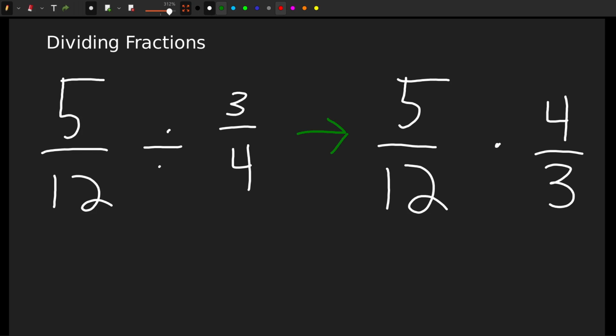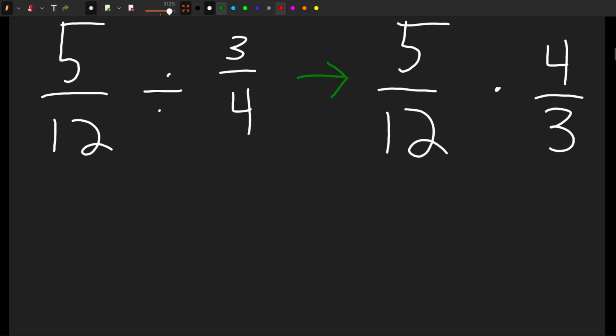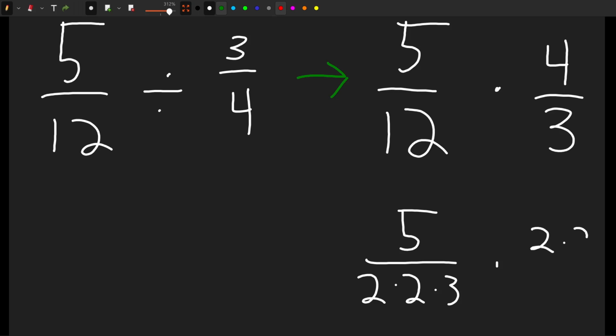Now, in this case, since we're now to multiplication, I'm going to use cross-canceling. So I'm going to have 5/12. 12 can be written as 2 times 2 times 3. And then 4 can be written as 2 times 2. And then I have the 3 on the bottom. Since I have these 2's in the bottom and 2 2's in the top, they can cancel out.